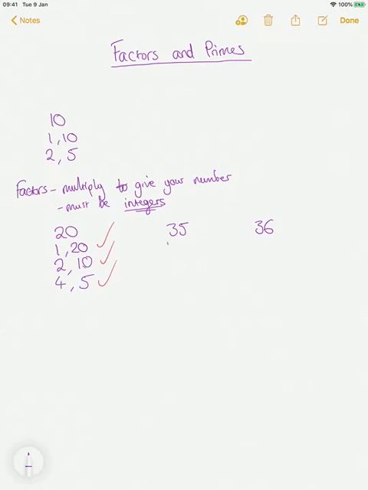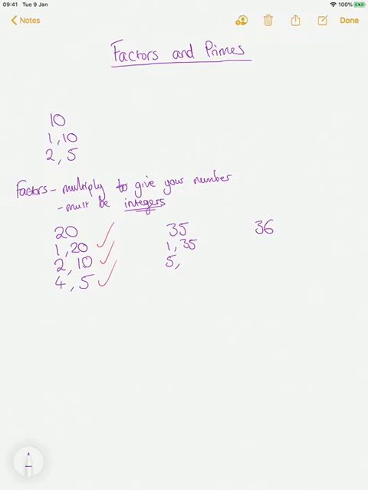So 35, easiest place to start. 1 and 35. It's not even this time, so I can't divide it by 2 to get another whole number. 3, what goes? 3 goes into 30, so then the next one would be 33, 36. So no, not 3. 4. 4 doesn't go into it. 5, well, it ends in a 5, so 5 must go into it.